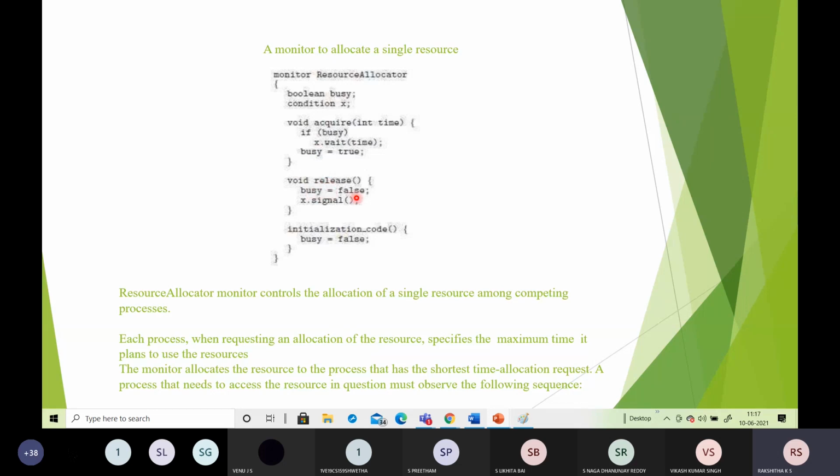Here the value of busy is equal to signal. As we know, to release that signal the value is equal to false, then we need to call the signal operation. So it calls the signal operation to unlock the particular resource which was taken by any other process. If it is executed, then the complete initialization code can be executed.